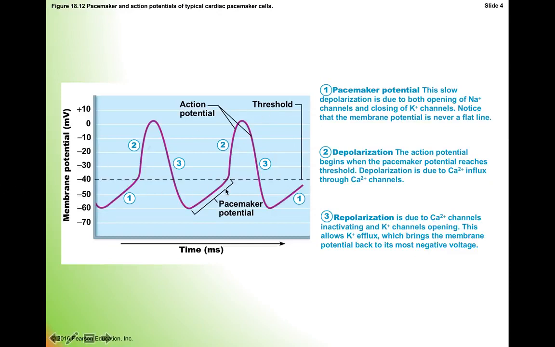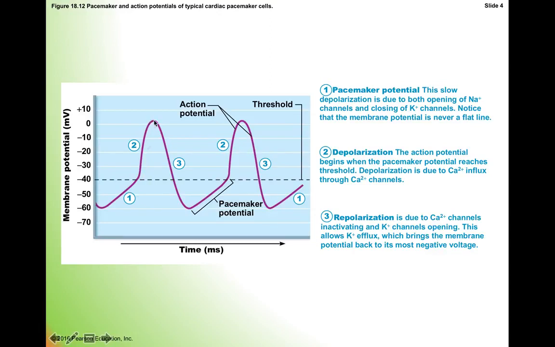Threshold is negative 40. At negative 40, you're going to open up your calcium channels, and calcium is going to come into the cell, or influx, causing the cell to gain positive charge and, in another sense, depolarizing your cell. This is the first step of the action potential.